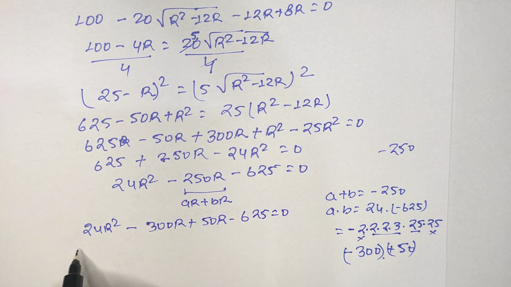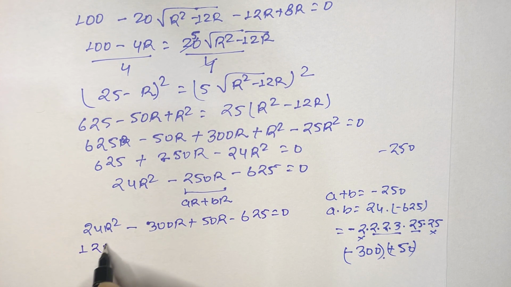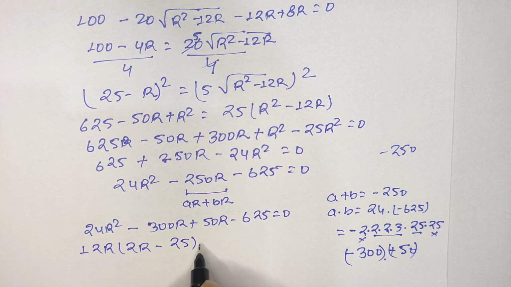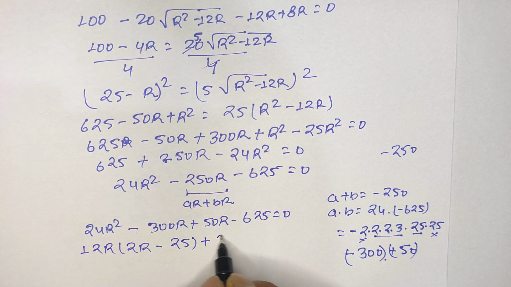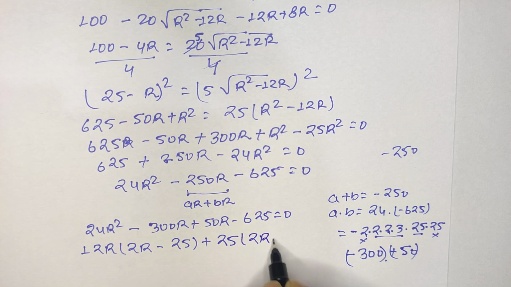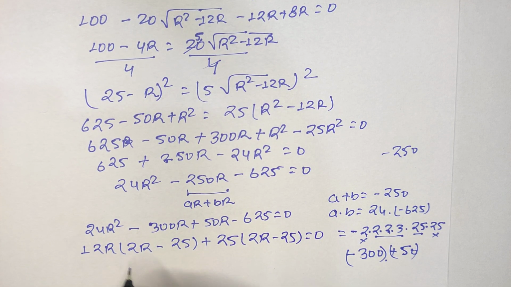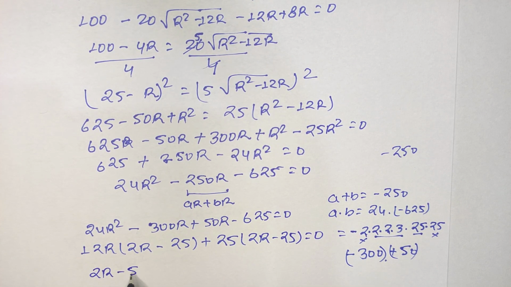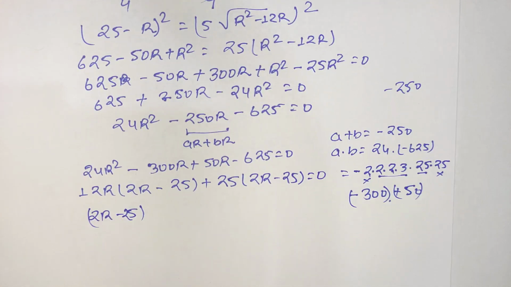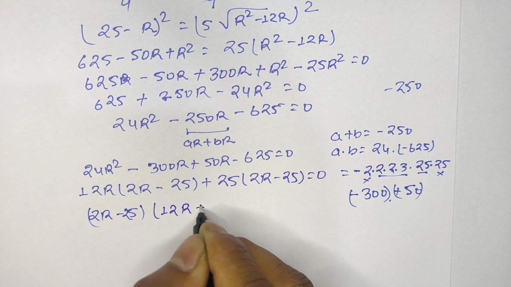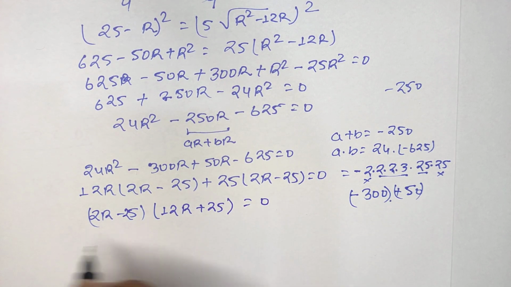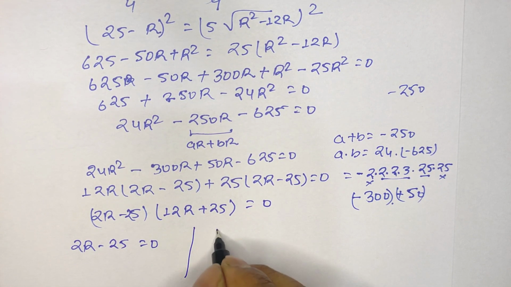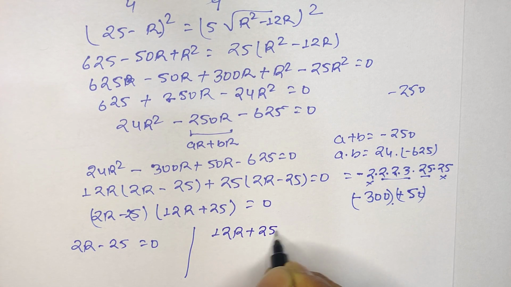Here we can take 12r common, then we are remaining with 2r minus 25, plus, here we can take 25 common, then we are remaining with 2r minus 25 equals 0. Here you can see that 2r minus 25 is common, so we can take it out, and we are remaining with 12r plus 25 equals 0. So either 2r minus 25 equals 0 or 12r plus 25 equals 0.